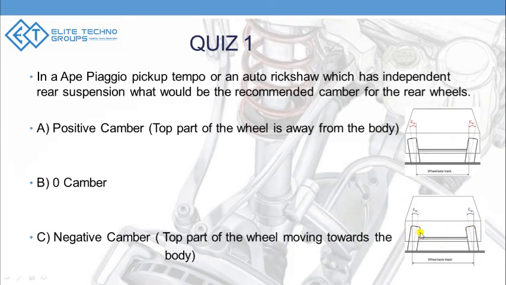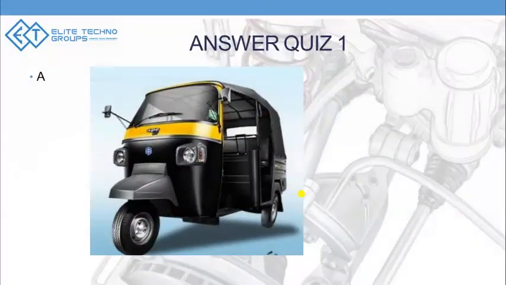So again, I would request you to pause it in case you haven't figured out the answer, because in the next slide I'll be going through the answer. The answer for this question would be A, which is a positive camber. Positive camber is where the top part of the wheel is away from each other.